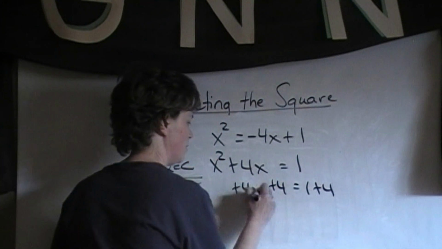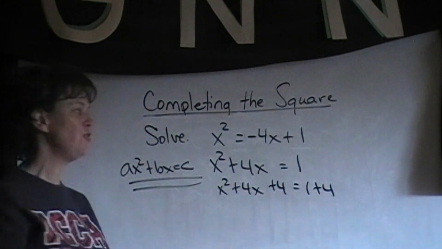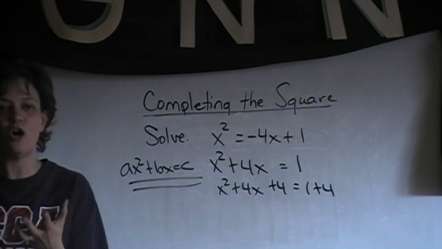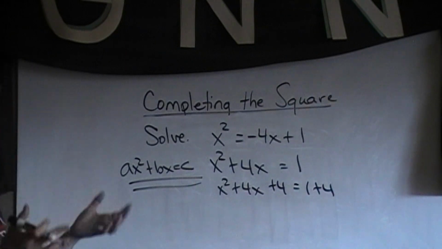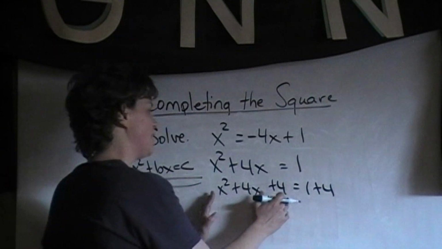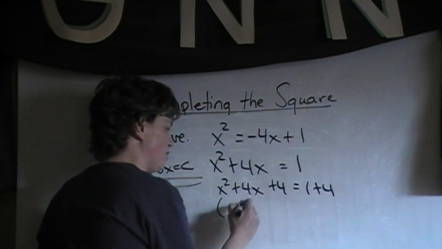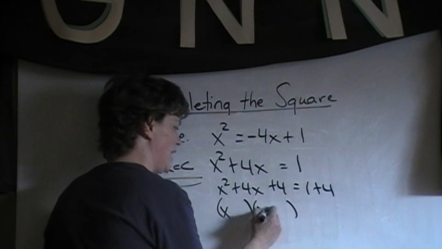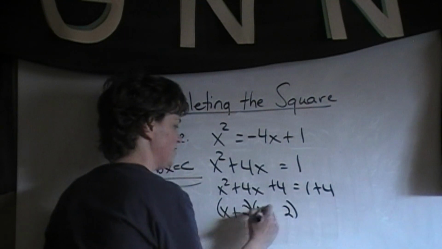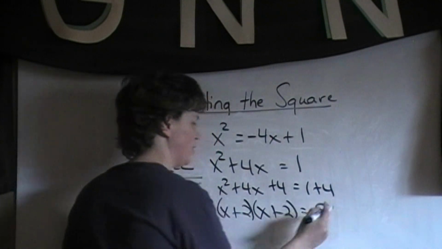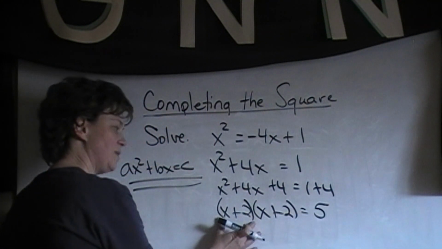Okay, now, a while ago you were doing this, and I'm now going to show you why you did that and where we're going. So we're going to take this and write this as factored out, x plus 2 and x plus 2, equals 5 over here. Oh, this is x plus 2 times x plus 2.